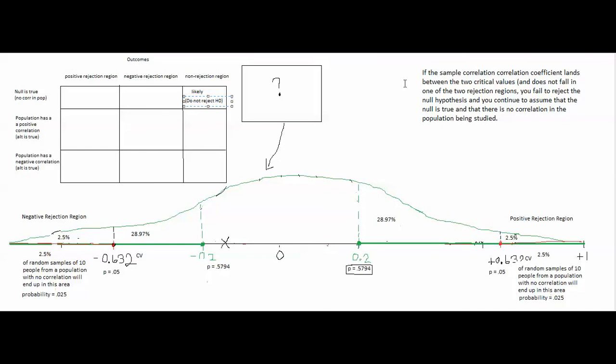But what if your sample ends up in the negative rejection region down here, in this area that's only reached 2.5% of the time when the null is true? Well, if your outcome ends up in this area, you have an outcome that would be unlikely to happen when the null hypothesis is true, because if an outcome only lands out here 2.5% of the time when the null is true, then that means that a sample is unlikely to end up out here when the null is true.